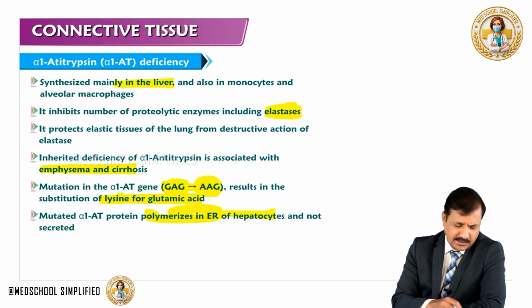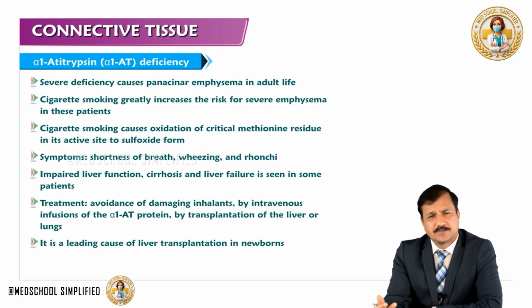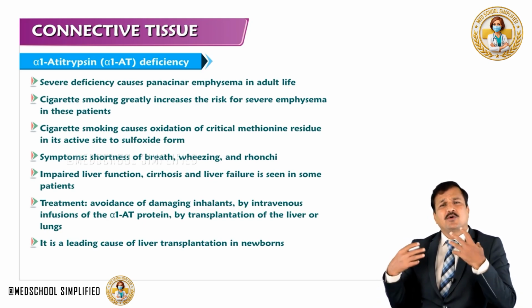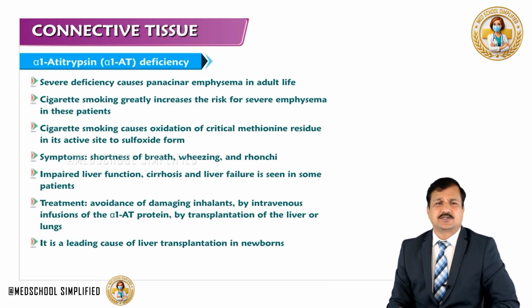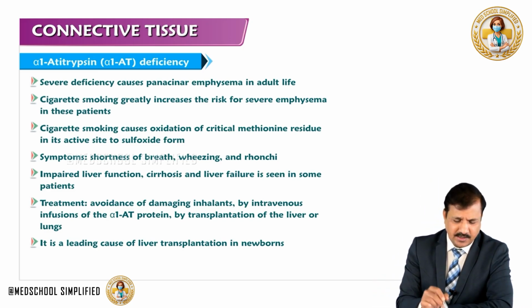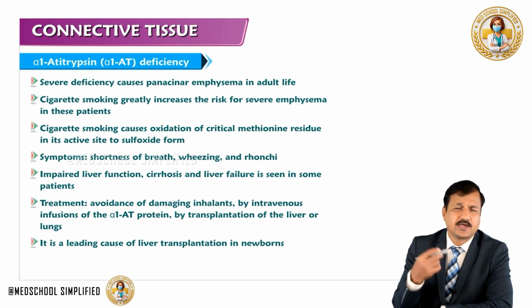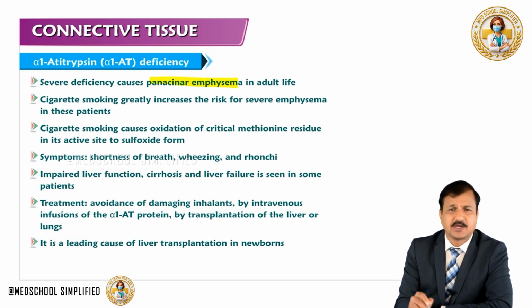That will give rise to severe deficiency of alpha-1 antitrypsin in the blood, and thereby its protective action on the lungs and other elastin-containing tissues will not be there. That means there will be overactive elastase enzyme which will degrade elastic tissue, especially in the lungs. So severe alpha-1 antitrypsin deficiency will lead to panacinar emphysema in adult life.